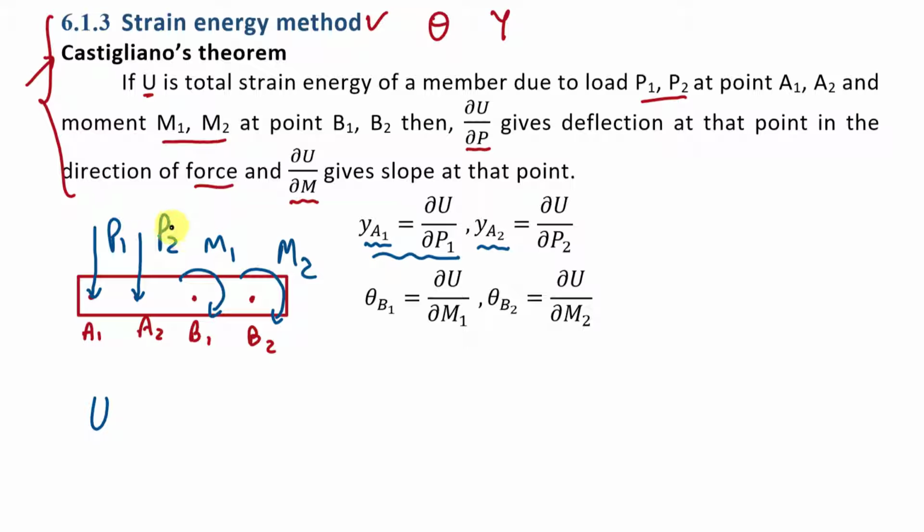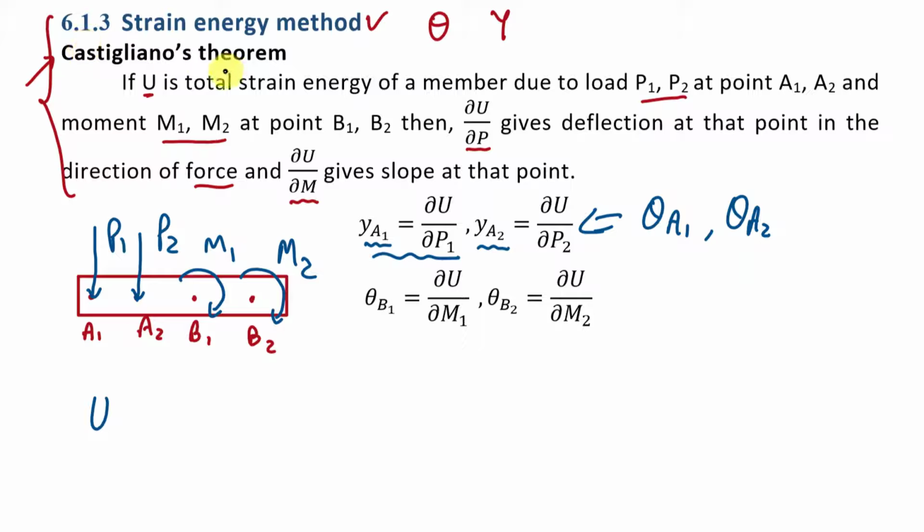Fine? Now understand that by using the strain energy method we cannot find the slope at points A1 and A2. That means here we cannot find theta A1 and theta A2. We can only find the value of deflection where we apply a point load.